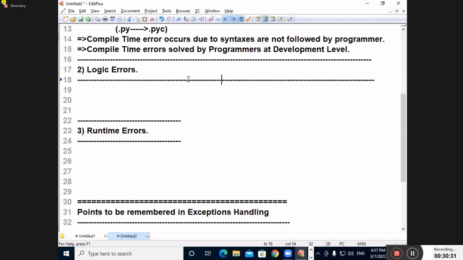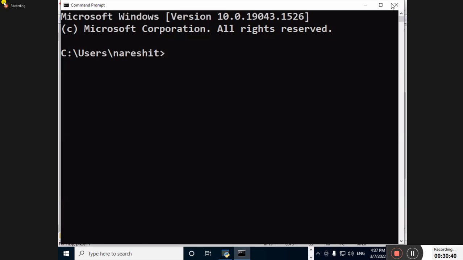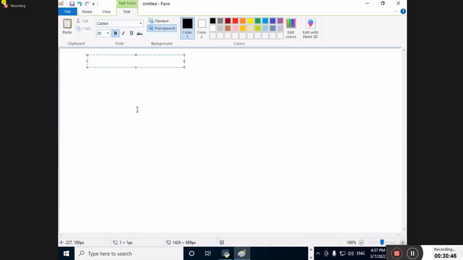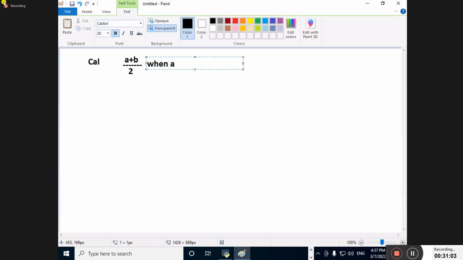At the end of the class, we must be perfect in exceptions and logical errors. Now I'm asking, calculate (a plus b) by 2. This is the requirement, this is my statement, provided that a is equal to 10 and b is equal to 3.